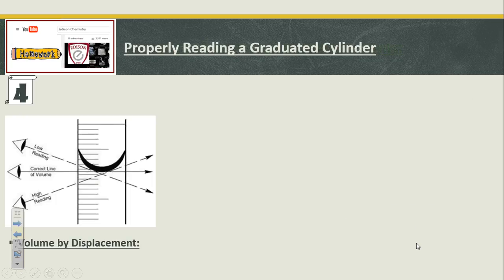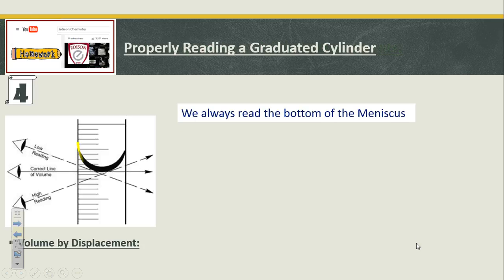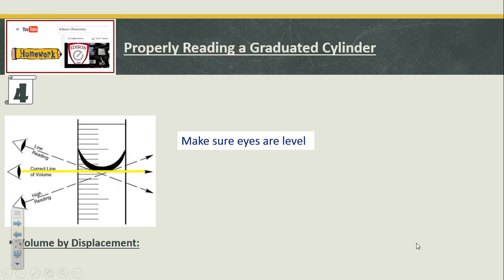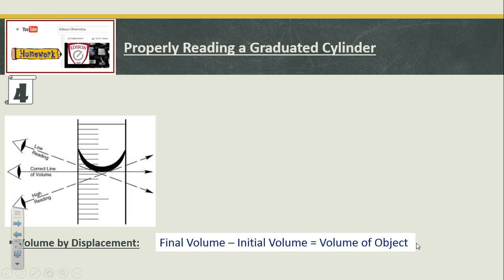The important thing to remember is when you're reading a graduated cylinder, there's a right way to do it, from the bottom of the meniscus. That's the curve there. That star, that's where you read your graduated cylinder. And make sure your eyes are level with the water. Crouch down and keep your graduated cylinder on the table and look level through the water to make your reading.